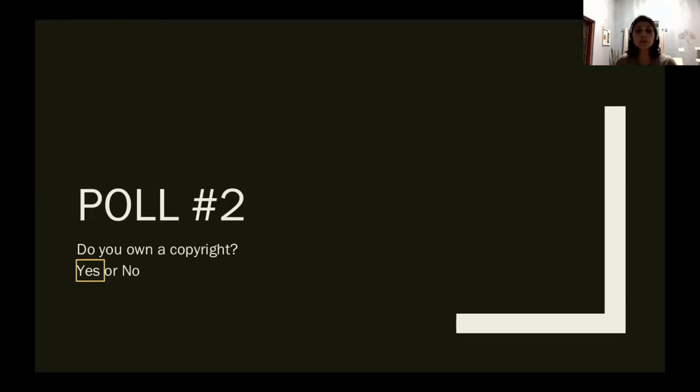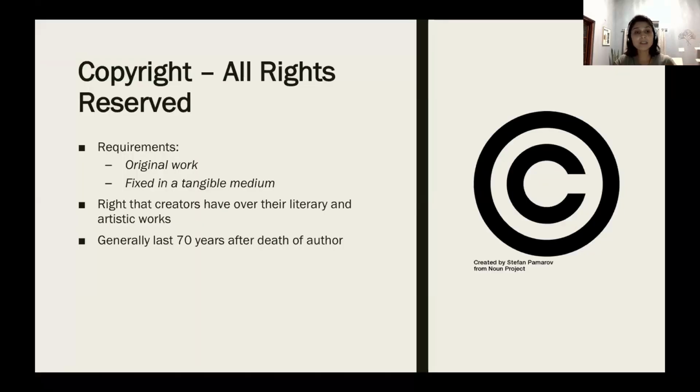Anything you create for the first time, you hold the copyright of that particular tangible material or medium. It could be a picture, some material, or a document. Now, what is copyright? In very simple terms, copyright means all rights are reserved. That means it is not freely available for others to use.